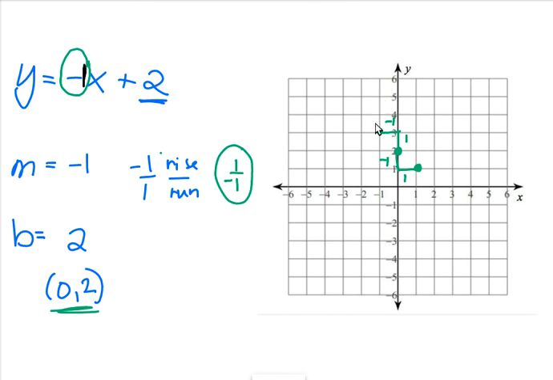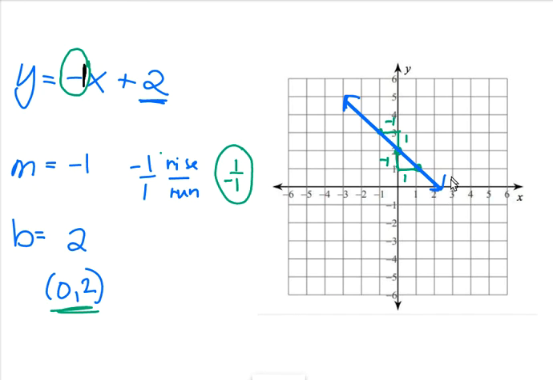And no matter which way I go, this is going to be a horrible line. Hold on, let me just get a line. Oh, that's horrible. Hold on. That's much better. Okay. No matter which way I use my rise and my run, I still get the same line.